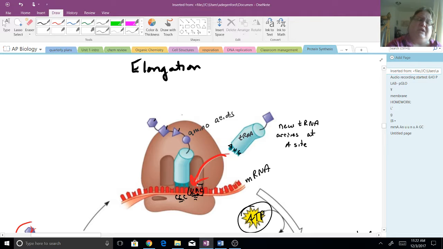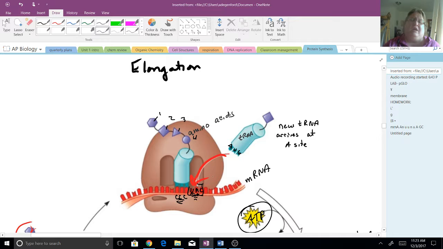So let's say we've got 1, 2, 3, 4 amino acids already, all connected together with a peptide bond. Well, let's say that this is CCC, and then you can imagine what I might ask you. If this is CCC, then what's our anticodon? And then let's say the next codon is UAC.